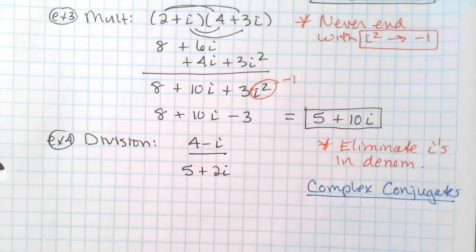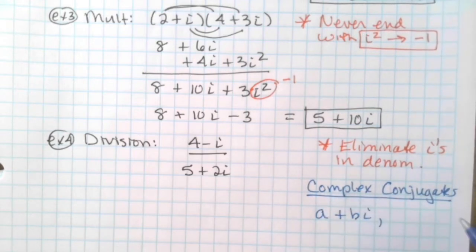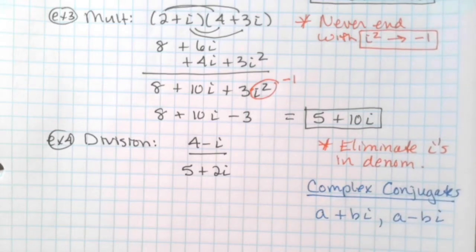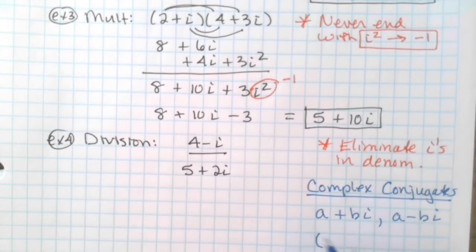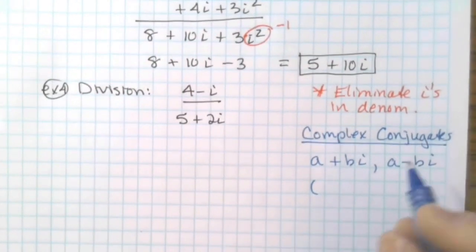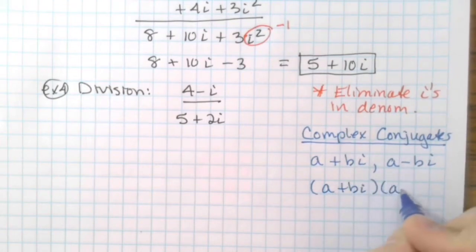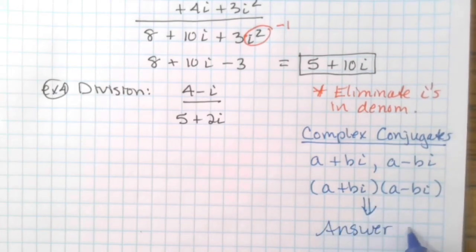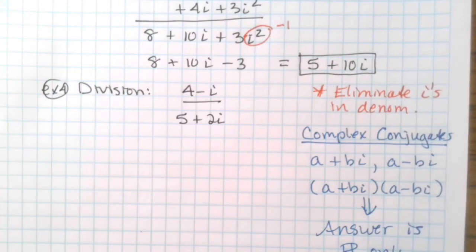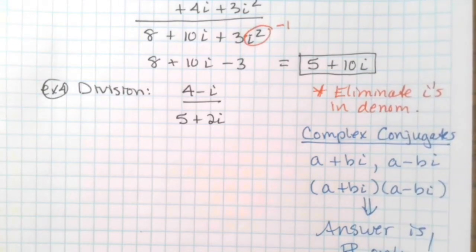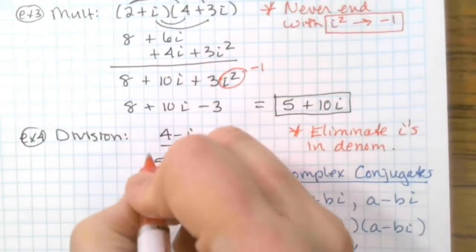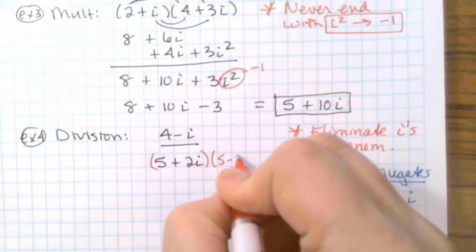And what complex conjugates are is if you have one number, a plus bi, its conjugate is a minus bi. So sometimes they're called a complex conjugate pair. But the characteristic that you're interested in is if you multiply complex conjugates, so a plus bi times a minus bi, the answer is real only. It gets rid of the imaginary number. So we're going to use complex conjugates to get rid of the i on the bottom of this equation. So the complex conjugate of 5 plus 2i is 5 minus 2i.